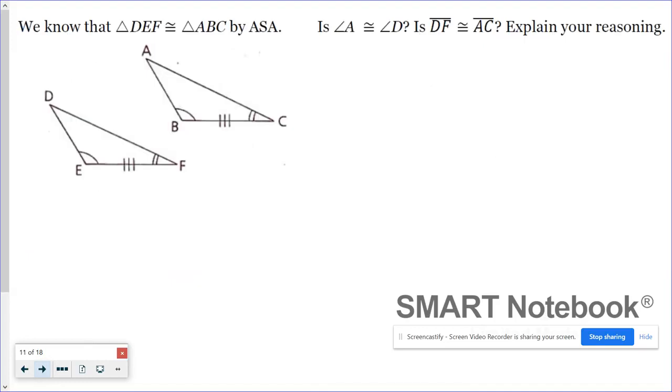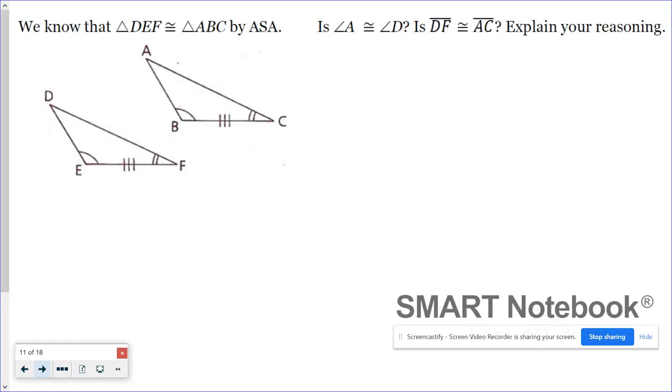Okay, so take a look here. So triangle DEF is congruent to triangle ABC by angle, side, angle. Is angle A congruent to angle D? Is segment DF congruent to segment AC? Well, if you're thinking, yeah, because the two triangles are congruent, then you're right.